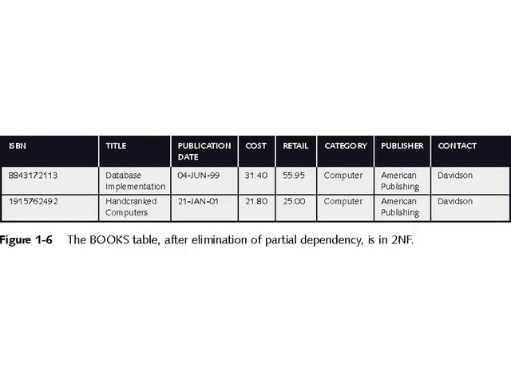So when you look at this table, now you have ISBN column, title column, publication date column, cost column, retail, category, publisher, contact. So what happened to the previous slide? What happened to the author column? Well, when you look at figure 1-5, you're wasting a lot of table space, right? You have repeating rows, right? You have first row and second row.